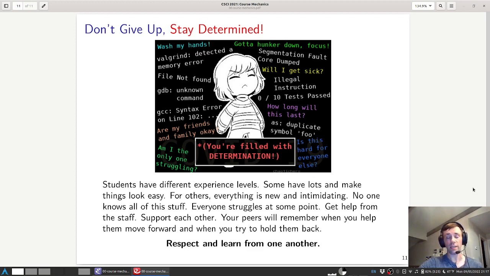Everyone is going to struggle at some point, whether it's in this class or going forwards in some computing endeavor and some life endeavor. I know this from great personal experience, having struggled everywhere. Get help from the staff, get help from each other, and support each other. Your peers will remember you, and they'll remember you one way or the other, whether you helped them move forward or you held them back in some way.